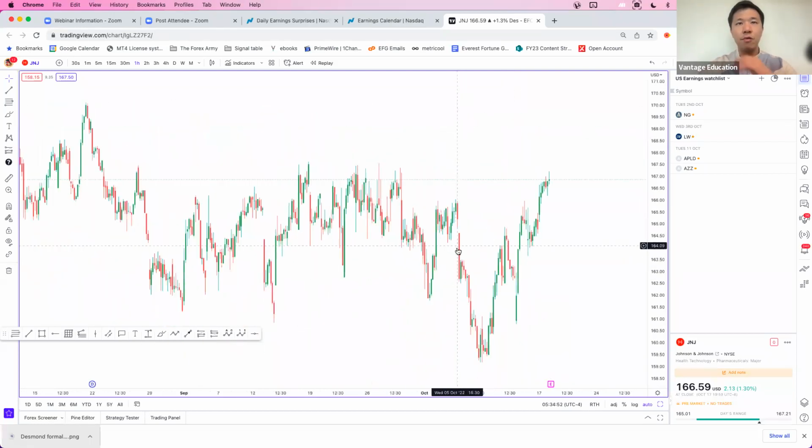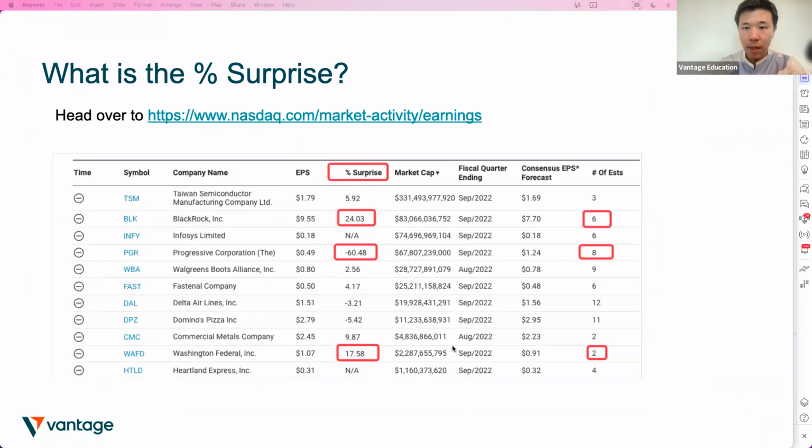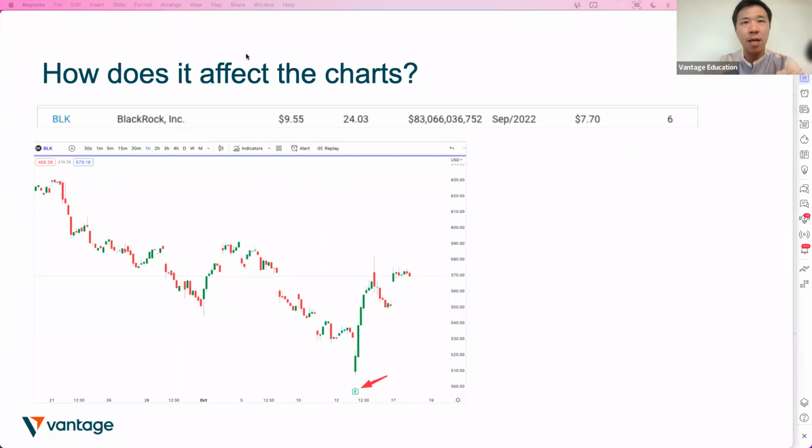Now, there are a few rules I have when it comes to trading. Let me find my charts over here. Let me show you what happens first. For example, BlackRock, I mentioned earlier. The forecast was 7.7. The earnings was actually 9.55, so there's a 24% positive surprise. What happened from there is that you can see the market gapped down at the beginning of pre-market trading hours, and then it shot up very nicely from there.